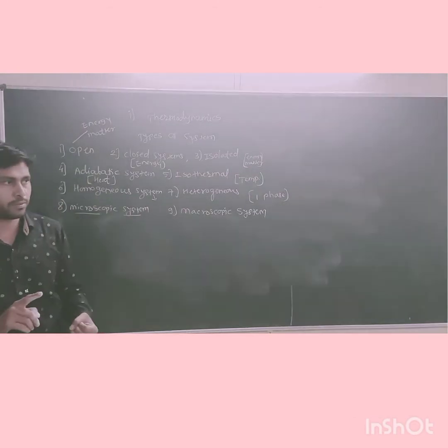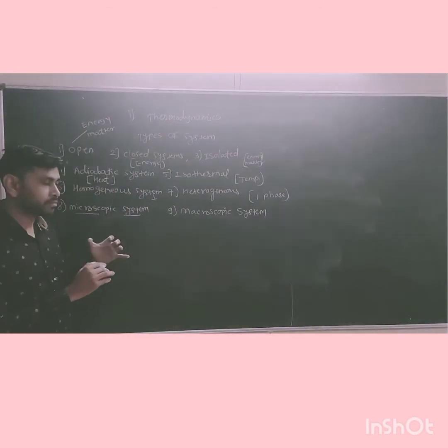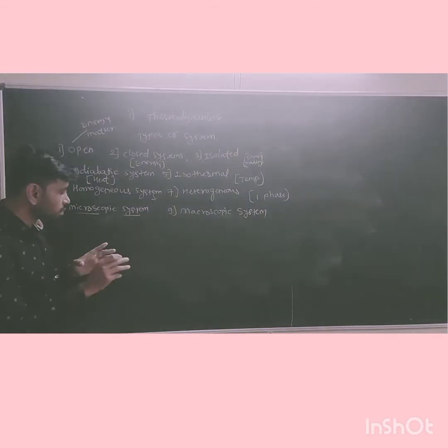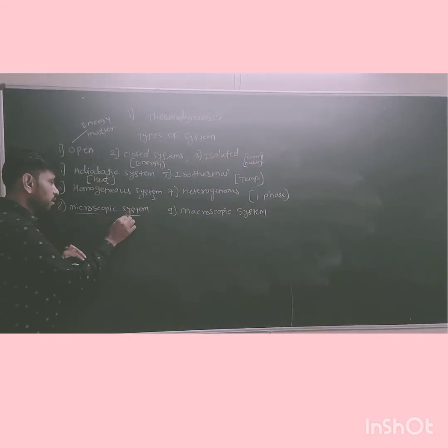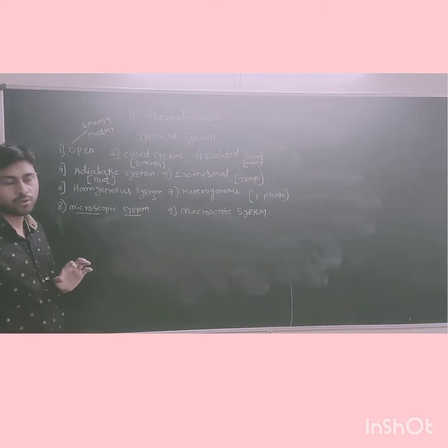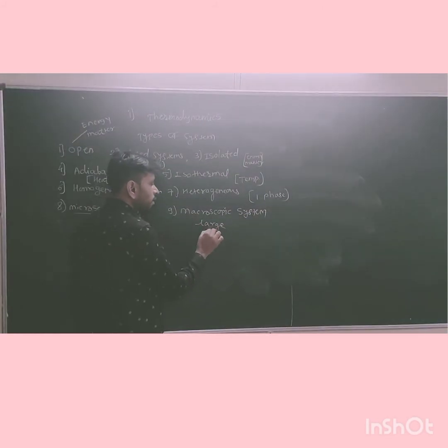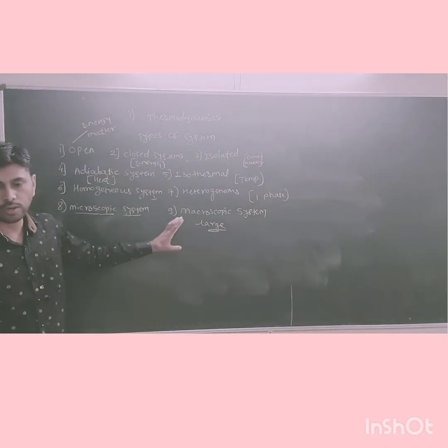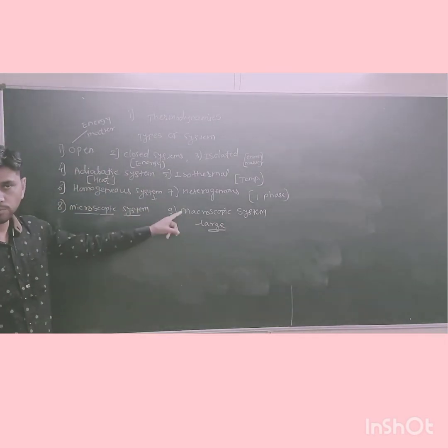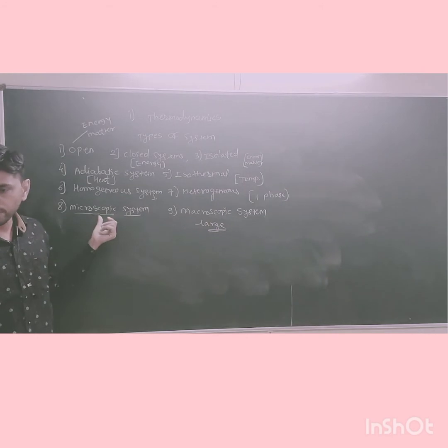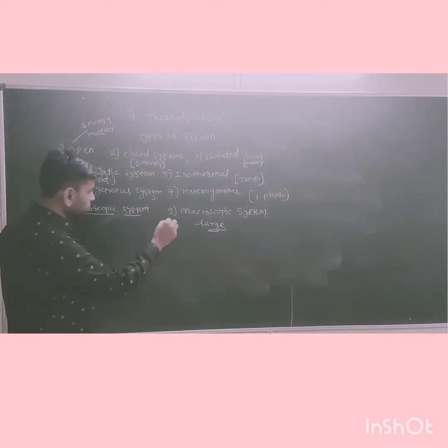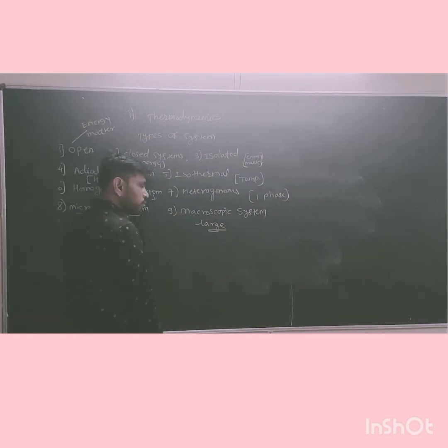See, microscopic system. Microscopic system means the components of the system, such as molecules, ions, if present in very small, minute quantities, then that system is a microscopic system. And if present in a very large amount, then that system is called a macroscopic system. Microscopic means present in a small amount. Macroscopic system is identified by macroscopic variables.